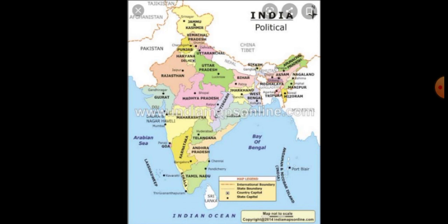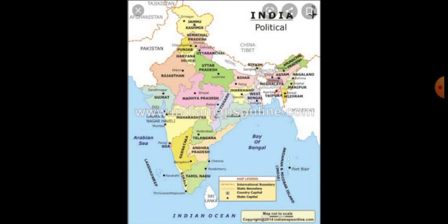How many union territories are there in India? At present, there are 8 union territories. As per the 2021 report, there are 8 union territories in India. Students, do you know what the 8 union territories in India are? Shall we remember that?